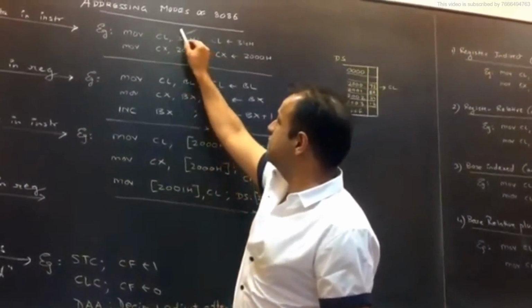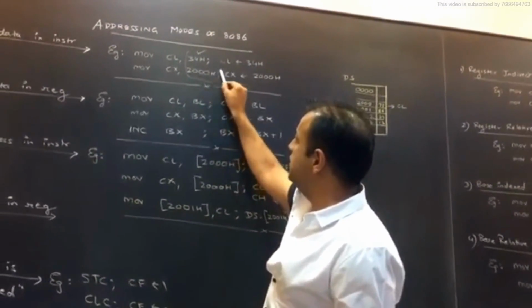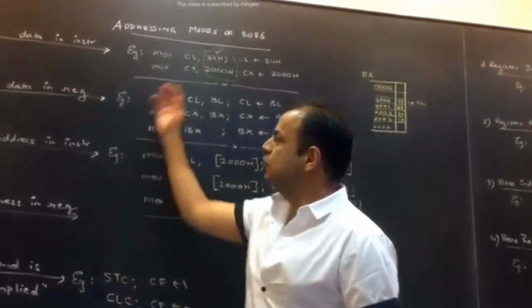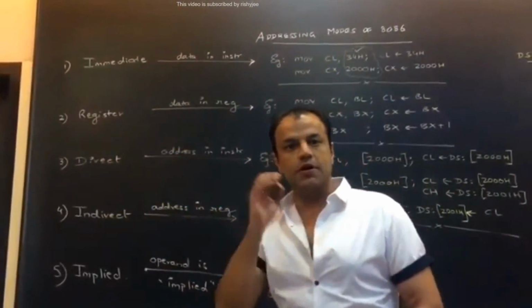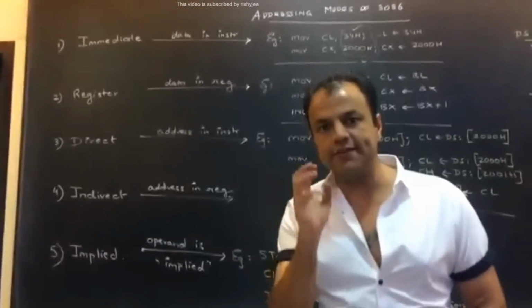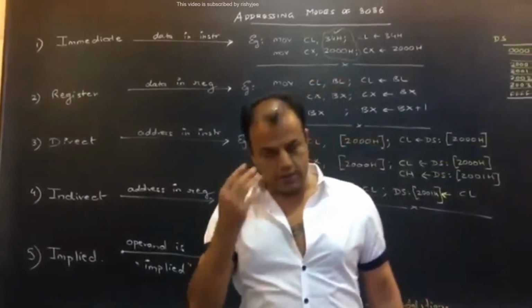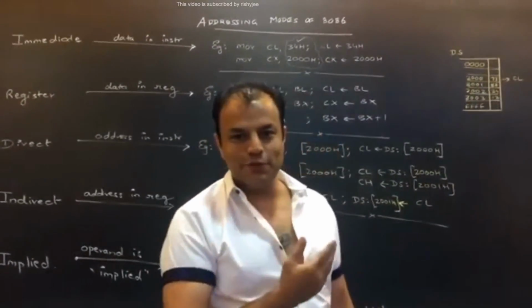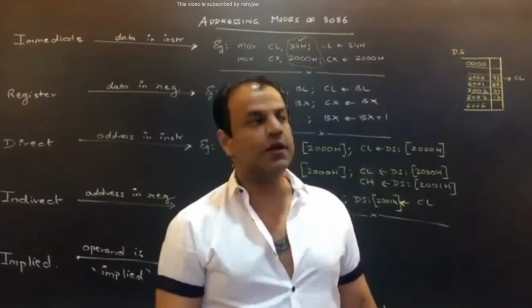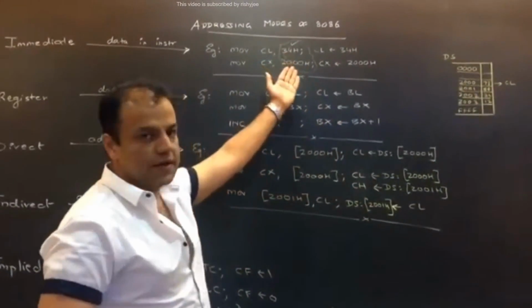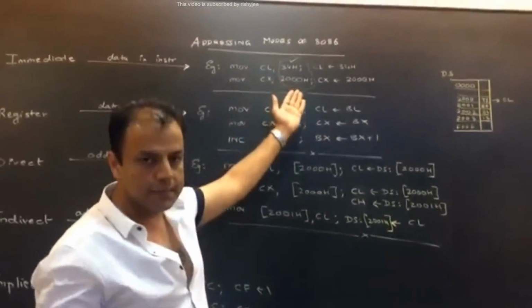What is interesting is in both instructions, data is given in the instruction. So they are examples of immediate addressing mode. Did you understand this? When data is there, it is immediate addressing. Again, you can change the examples. You don't have to mug up these examples, of course not. Instead of 34, you can write 25. Instead of CL, you can write BL.